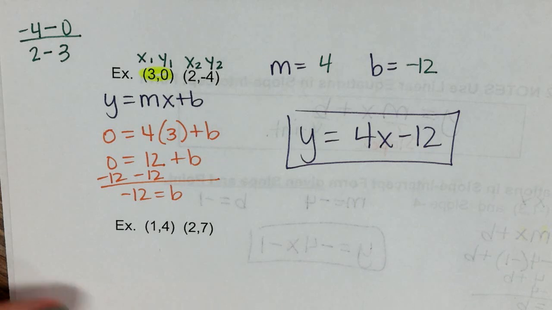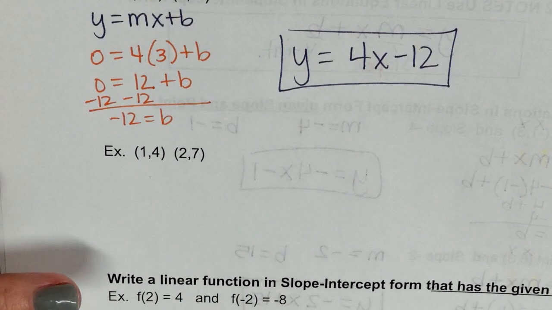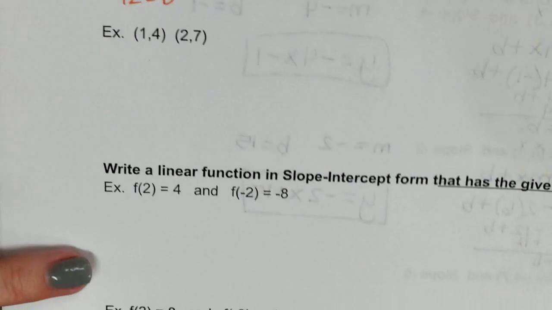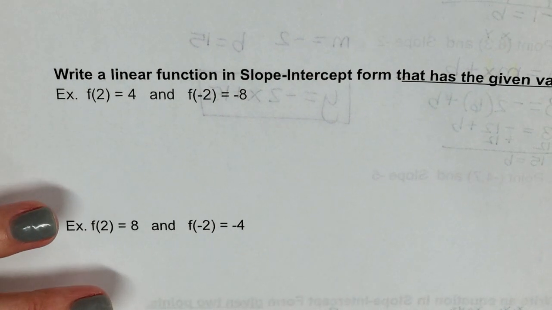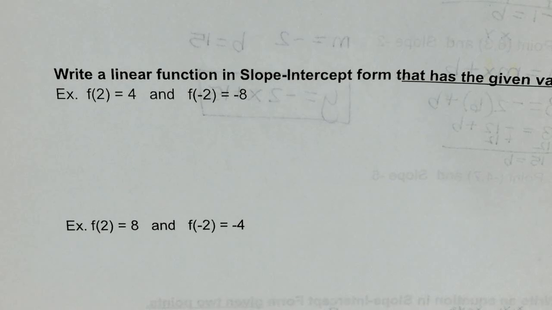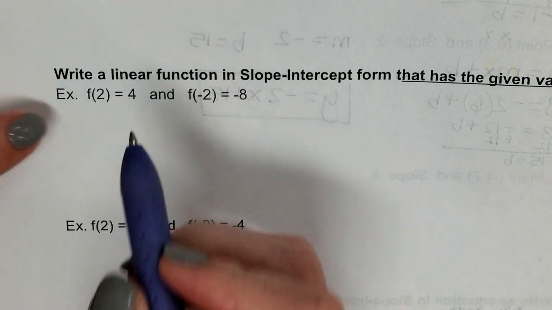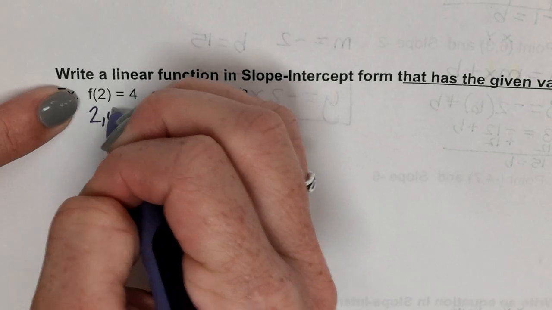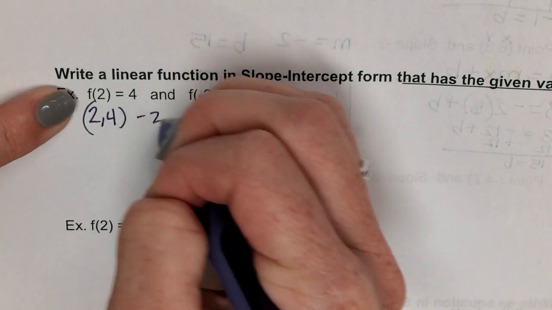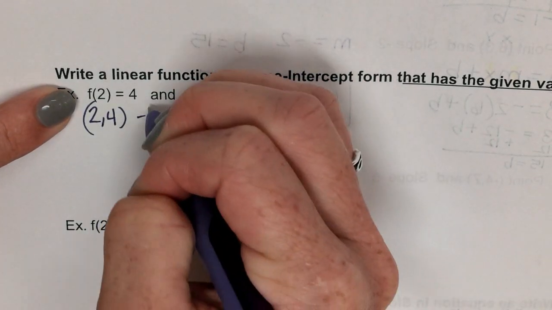Okay, any questions? Do y'all want to do one more of those, or can we move on? Move on? Okay. This one is the exact same question, but instead of being presented as coordinates, it's presented in function notation. Yes? So how do I make a coordinate out of these? How would I write that? 2, 4, and negative 2, negative 8.